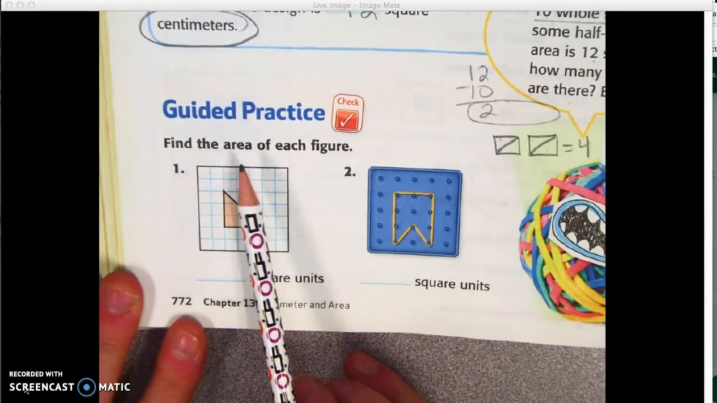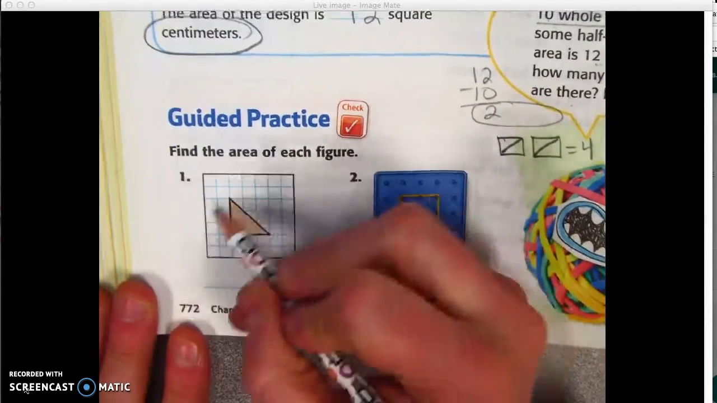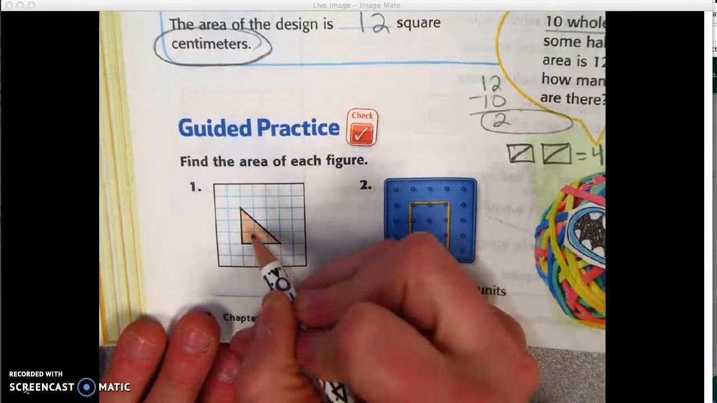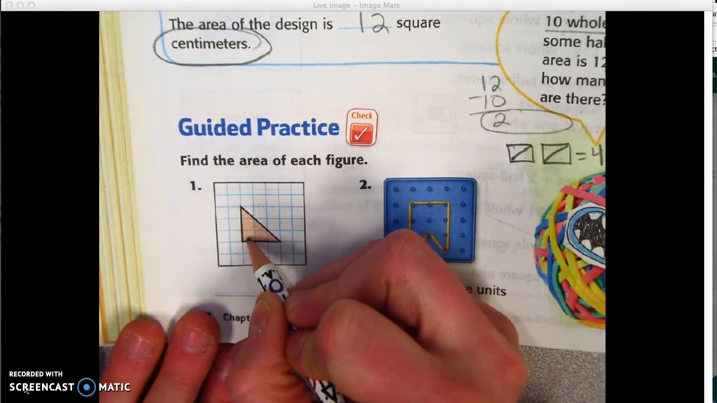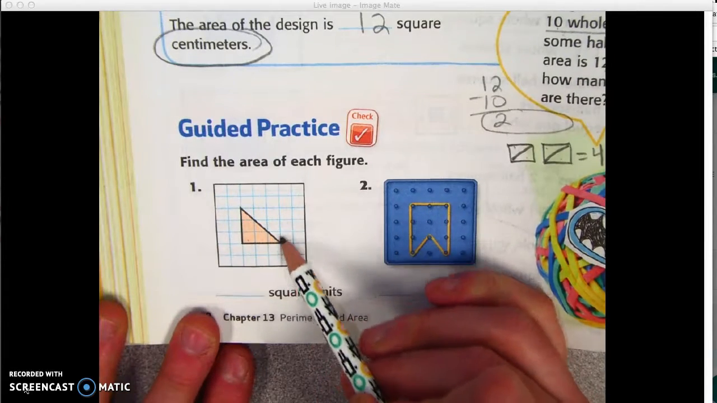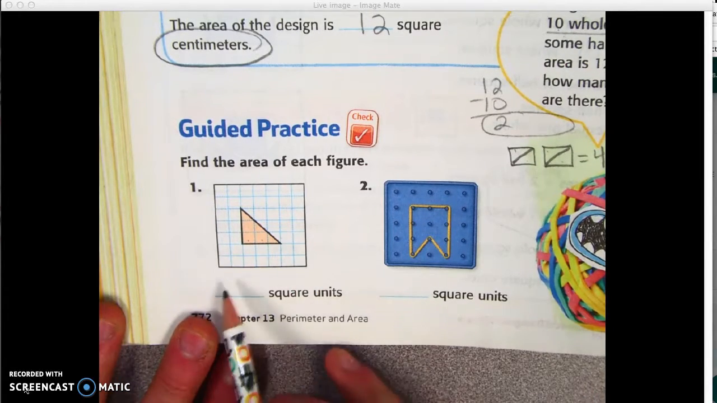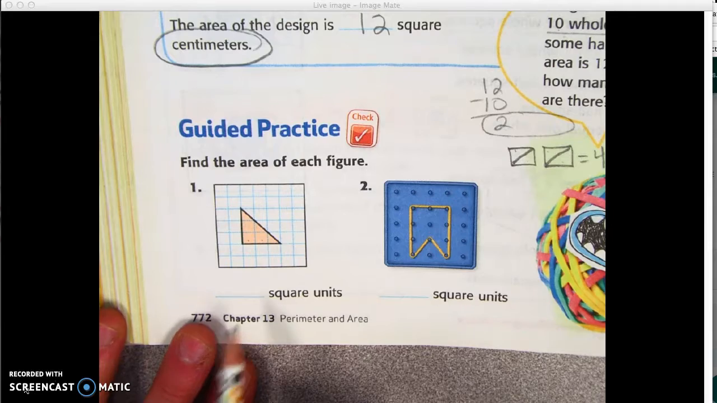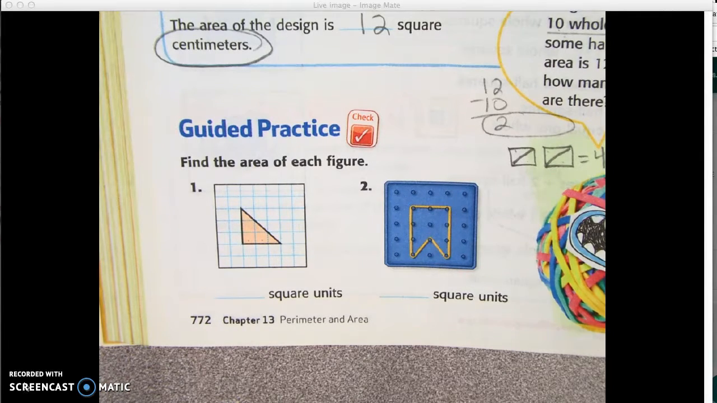Okay, find the area of each figure. Here I have a figure. I'd like for you to stop the video and count up your whole squares and also your half squares, and then write down your problem. Make sure you show your work along the way.